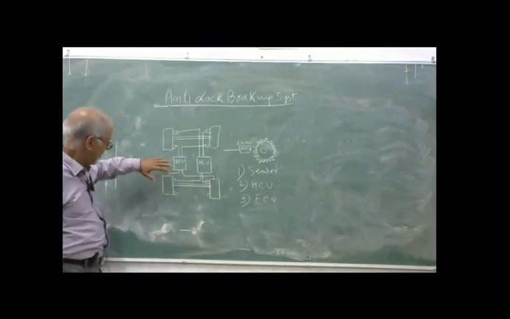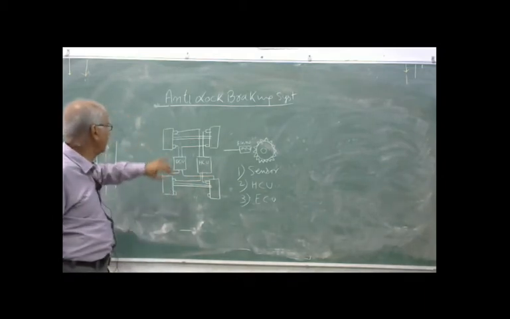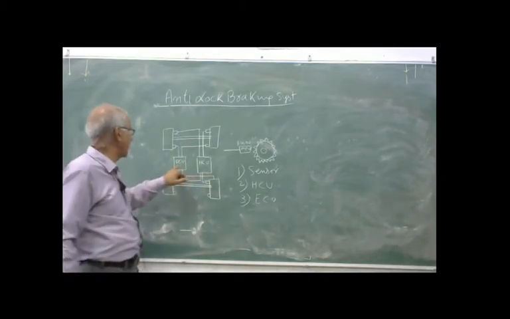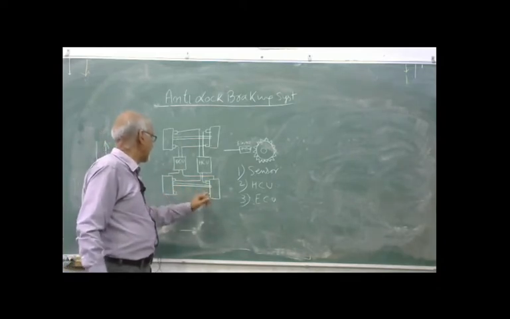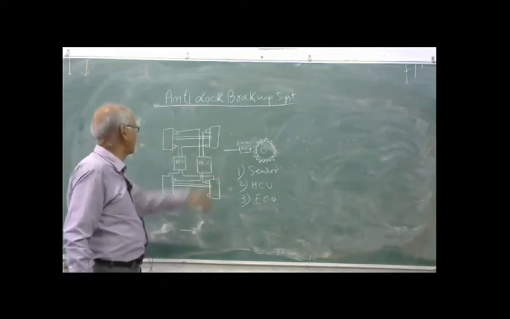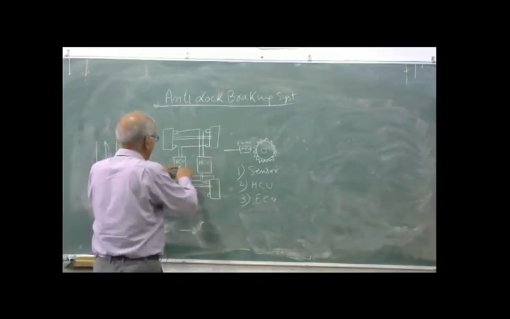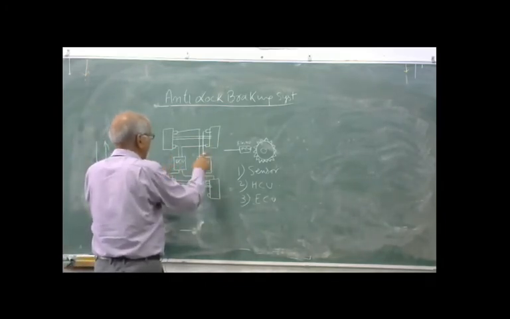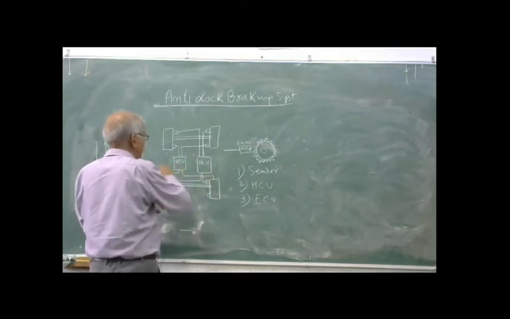There may be different types of ABS system. It is not necessary that all the four wheels are connected to the ECU. Maybe single channel, double channel, or triple channel, and four channel. Four channel means all the four wheels are connected to the electronic control unit. Then all the four wheels are in action with the help of ECU.